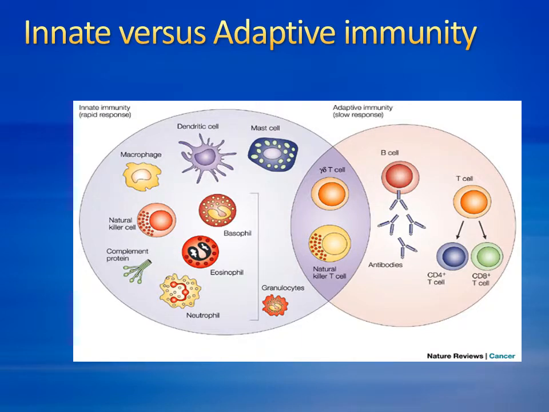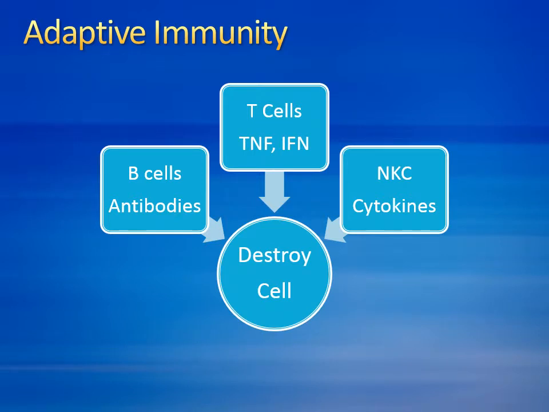The arrangement on how these cells work together has been divided in classification into innate immunity and adaptive immunity. For reproduction, we're particularly going to be talking about adaptive immunity and the role of B cells, which produce antibodies, T cells, which produce things like tumor necrosis factor and interferons, and natural killer cells, which produce things like cytokines. And ultimately, all of these cells have the central goal, which is to destroy a cell that is not self.